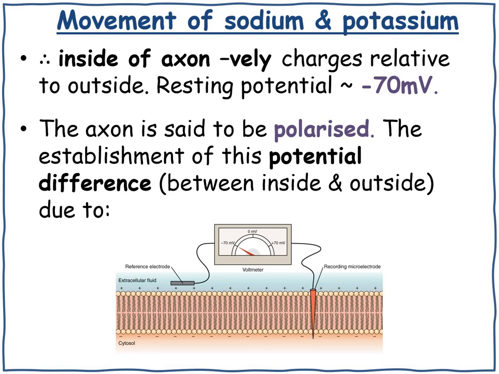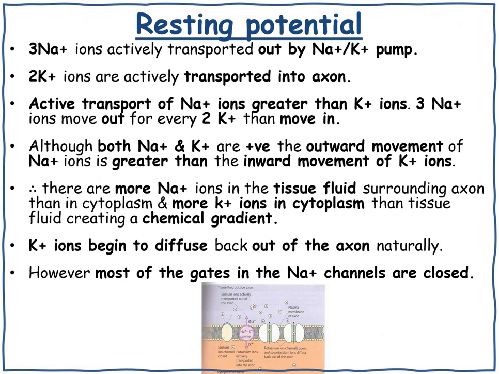Therefore, the inside of the axon is negatively charged relative to the outside. So the resting potential inside the axon is approximately minus 70 millivolts, and the axon is said to be polarized. The establishment of this potential difference between the inside and the outside is due to a few things. First, the fact that 3 sodium ions are actively transported out.